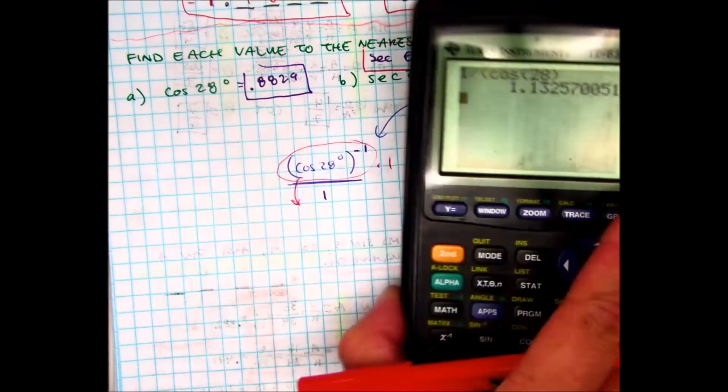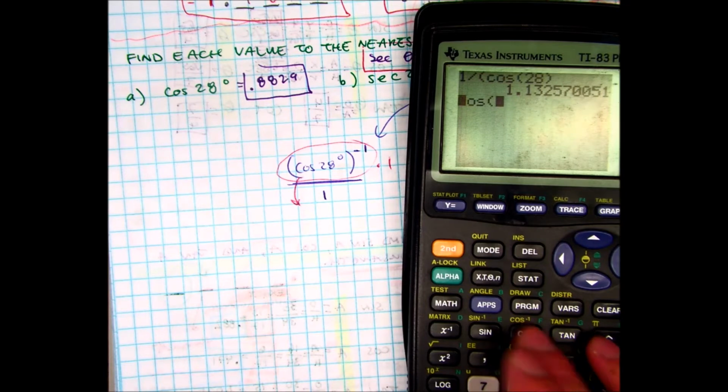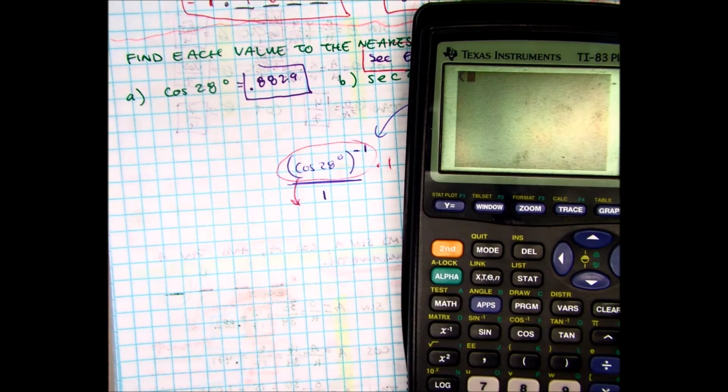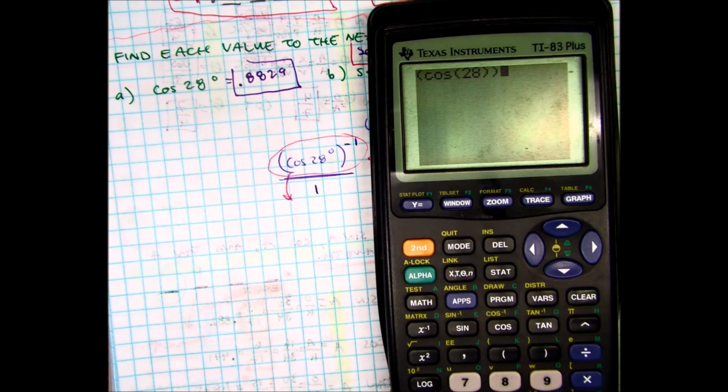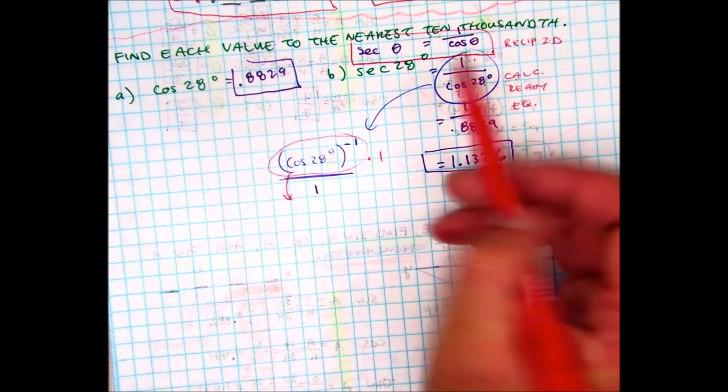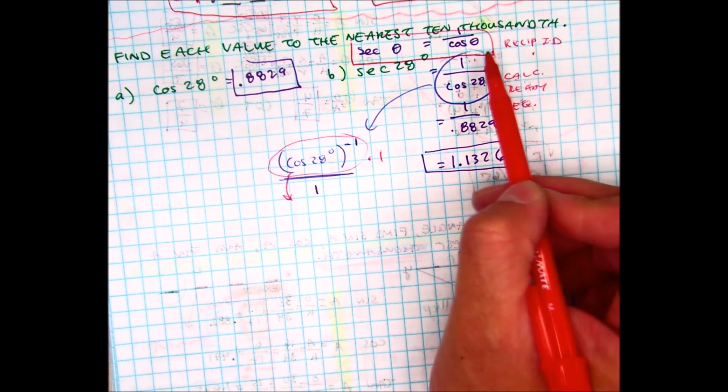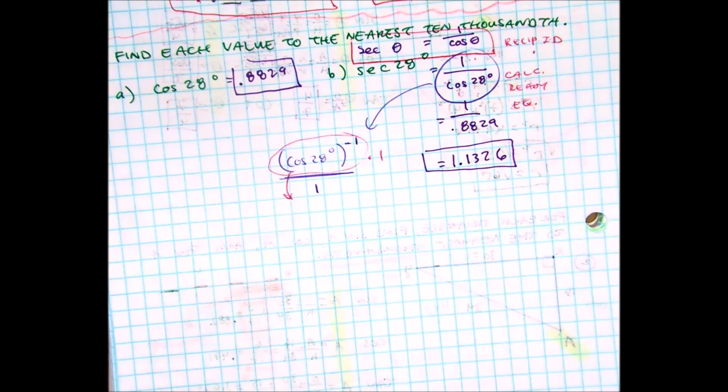So you can use your calculator. I use 2 sets of parentheses, cosine 28, and then your inverse or to the -1 power up here. And did we get the same number? Yeah. So, multiple ways. I prefer that you use the reciprocal identities because we're going to eventually use these reciprocal identities over and over again. Okay?